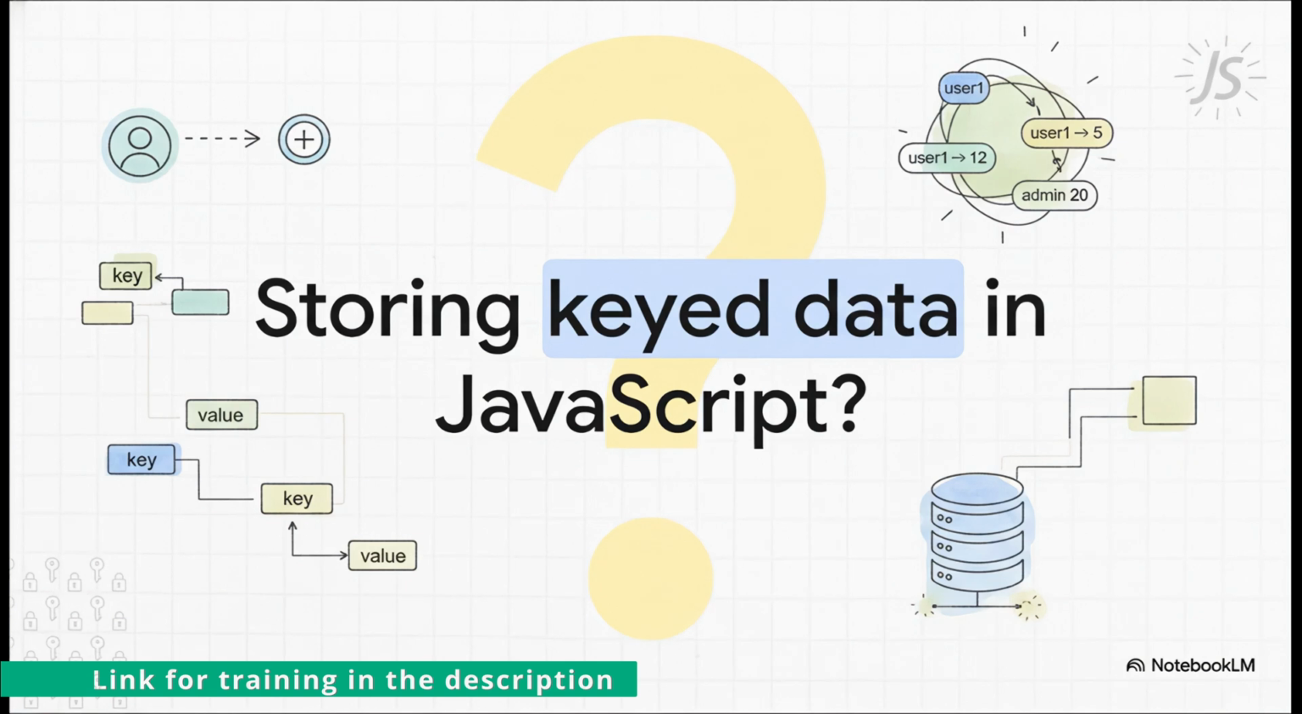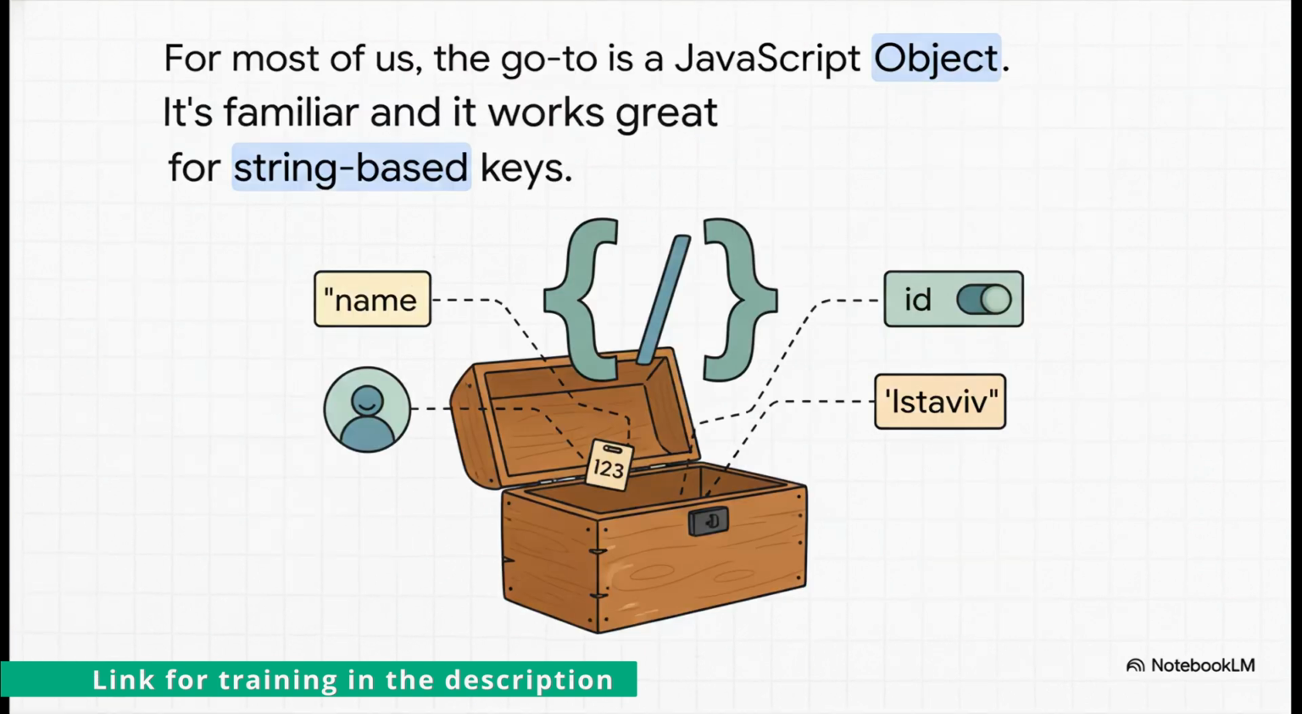Imagine you need to store some data that's paired up with a key. Like user info tied to a specific value. What's the very first tool that pops into your head? For pretty much all of us, the go-to is just a plain old JavaScript object. It's familiar, it feels simple, and you know what? For keys that are strings, it works like a charm. But, and this is a big but, here's where things start to get a little weird.